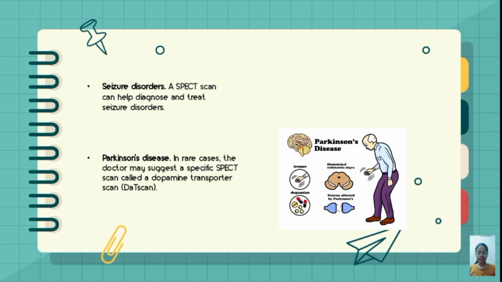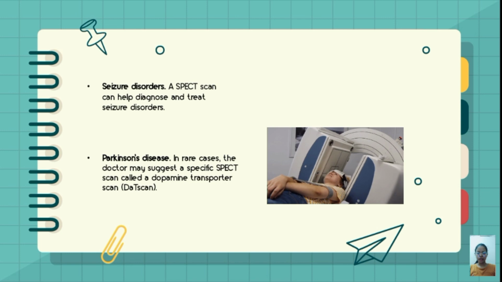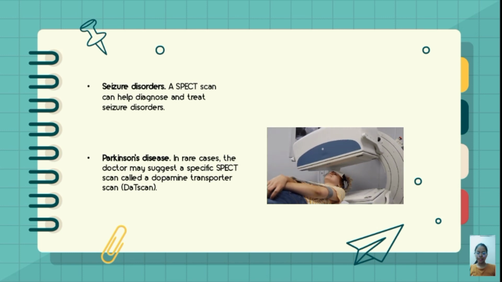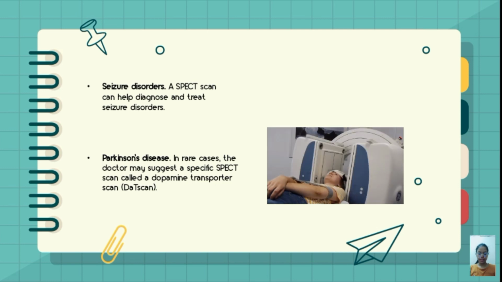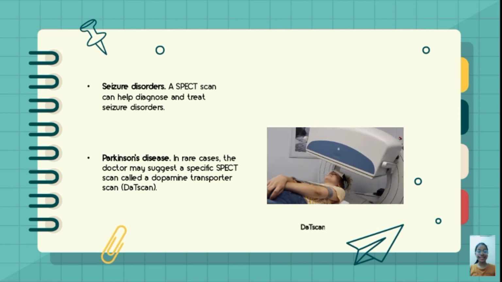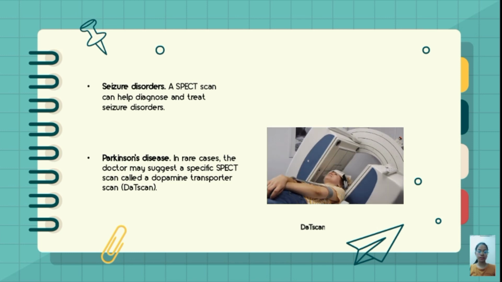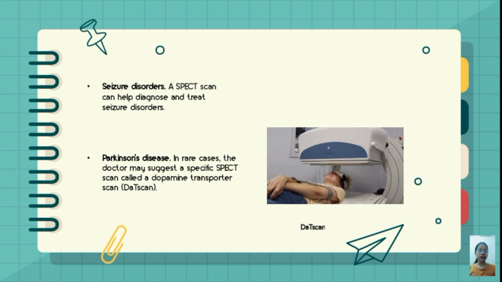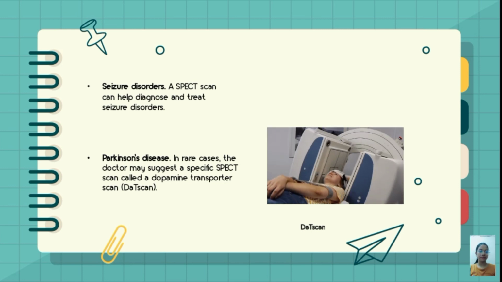Next is Parkinson's disease. In rare cases, the doctor may suggest a specific SPECT scan called a dopamine transporter scan, or DaT scan. So this is the image of the DaT scan. The DaT scan helps to confirm a diagnosis of Parkinson's disease, a progressive neurologic disorder that affects movement.